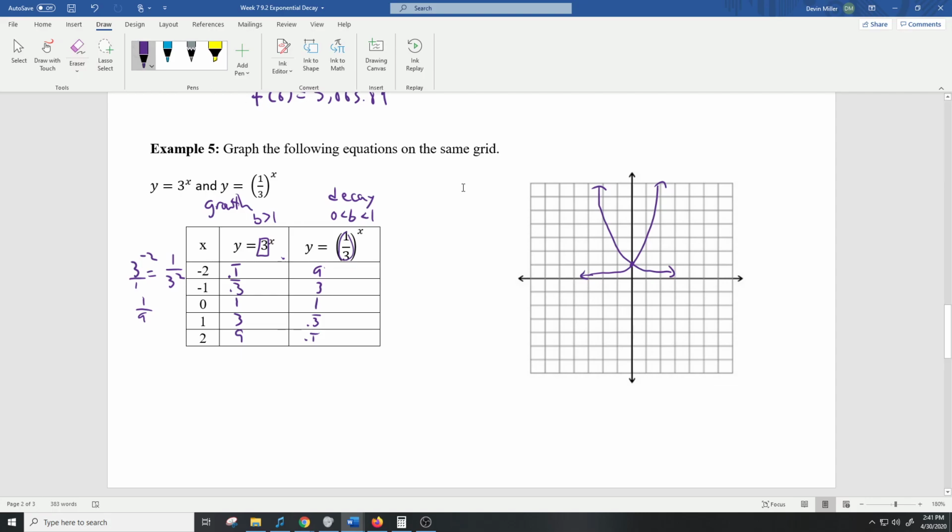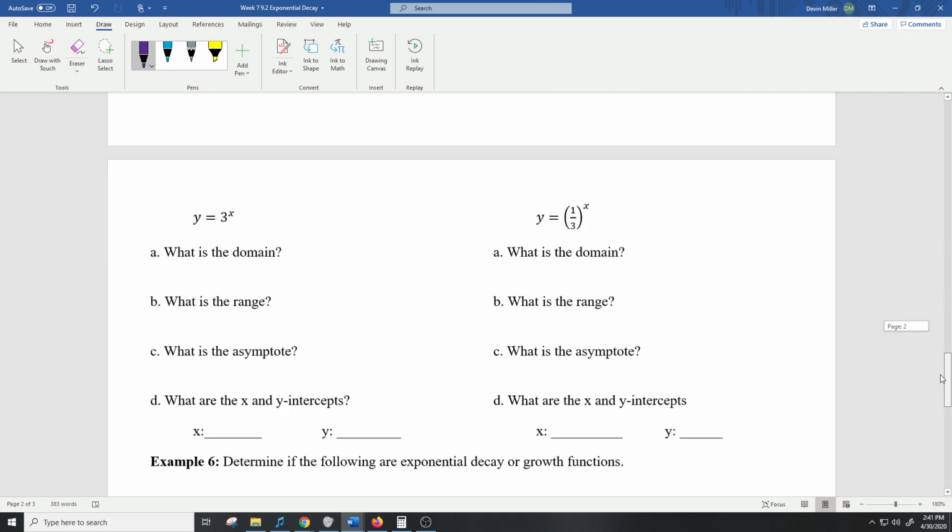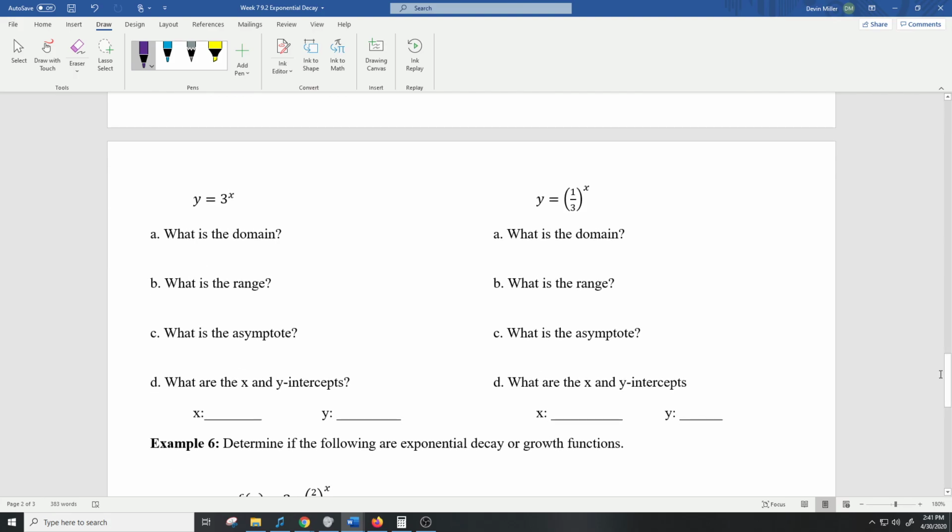Again, one's growth, one's decay. They look very similar. It just depends on whether it's increasing fast or decreasing fast. Based on those two we just did, now we're going to go through the domain, range, asymptote, and all those things. So this is all our growth ones.